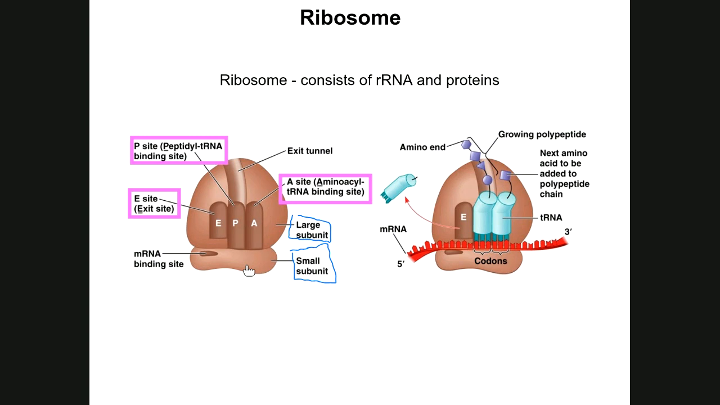Now, the reason for showing you this figure is to show you that when translation is going to occur, the large subunit will attach to the small subunit, and this will create three sites. We only talk about these three sites when the large ribosomal subunit attaches or complexes with the small ribosomal subunit. These three sites are known as the E site, the P site, and the A site.